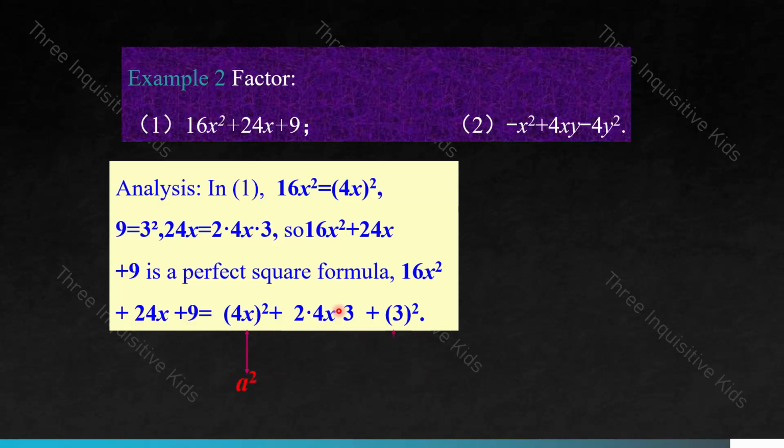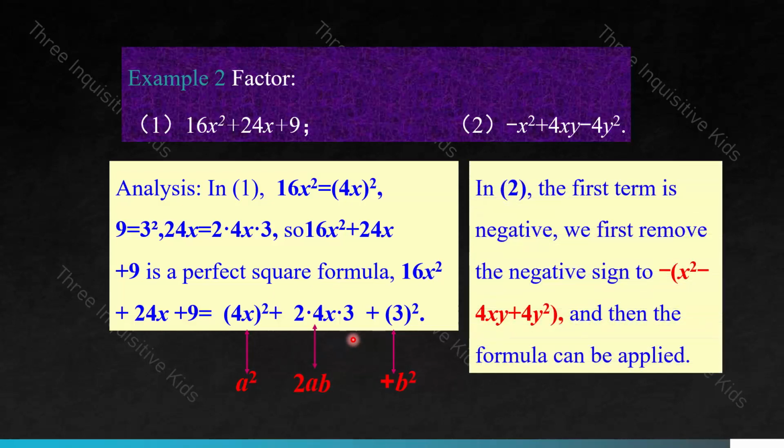Splitting this up, we have 4x squared plus 2 times 4x times 3 plus 3 squared. Here, 4x is our base number a, and positive 3 is our base number b. This middle term would be 2ab. Now here's our analysis for the second one. In question 2, the first term is negative, so we must first remove the negative sign to have negative 1 times x squared minus 4xy plus 4y squared, and then the formula can be applied.